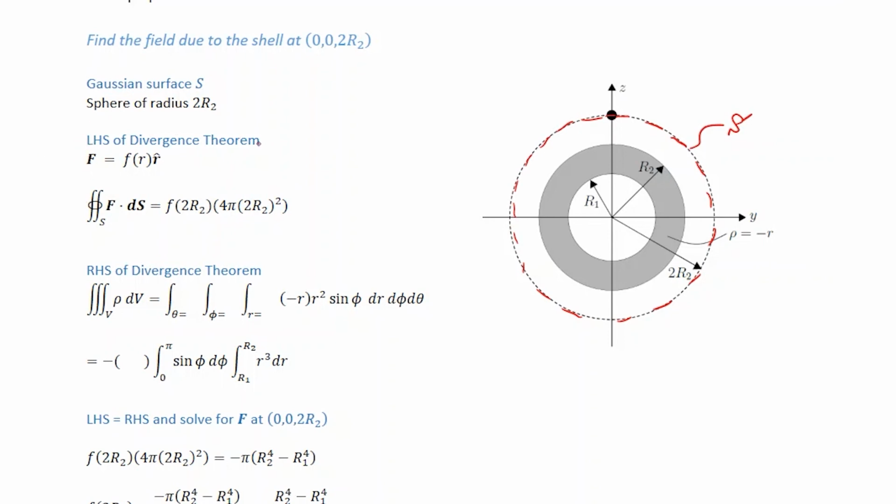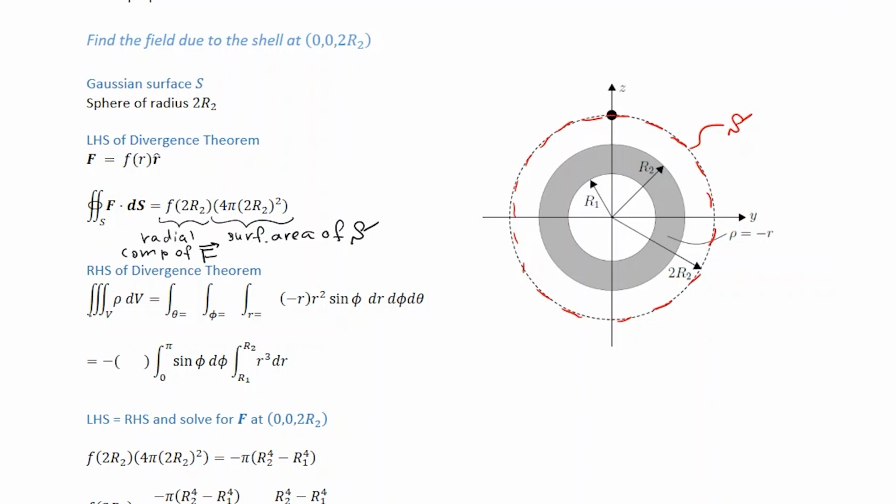Then we would evaluate the left-hand side of the divergence theorem. Again, we're assuming that F has a radial component and then r hat. So we get something like this. Again, this calculation we did already several times, so I'm showing the result. We have the radial component of F times the surface area. I'm going to use black for this. The area of the Gaussian surface S. And this is the radial component of F. Okay, so this is the left-hand side.